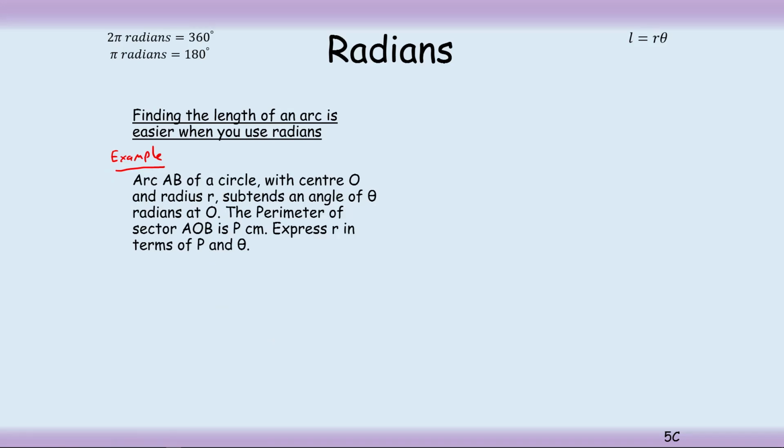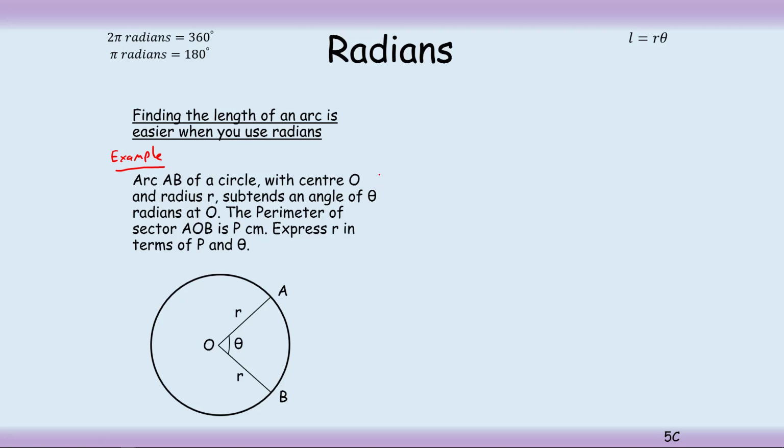Okay, so in this example then, we've got an arc AB of a circle, center O, and radius r subtends an angle theta radians at the center. Perimeter of the sector is P centimeters, and we want to express r in terms of P and theta. So this kind of question, it really pays us to sketch it, because we've got quite a lot of information in that paragraph. So if we sketch our circle then, like so, and we draw the two radii that generate that length of arc AB. Now AB is subtended by the angle theta at the center of the circle. There we go. So that's our sketch.